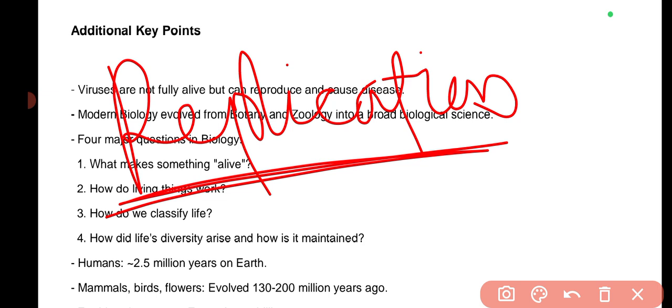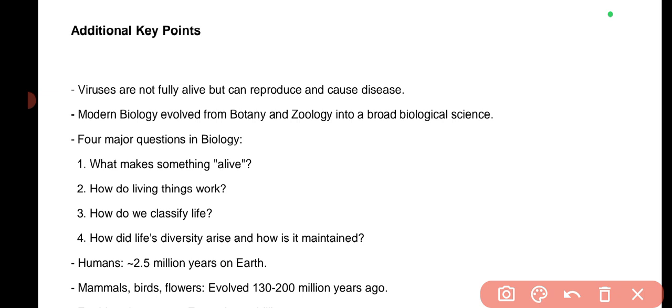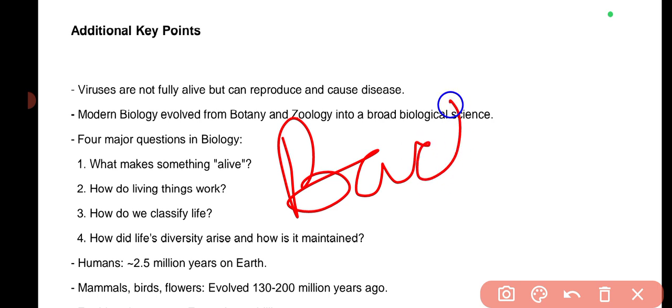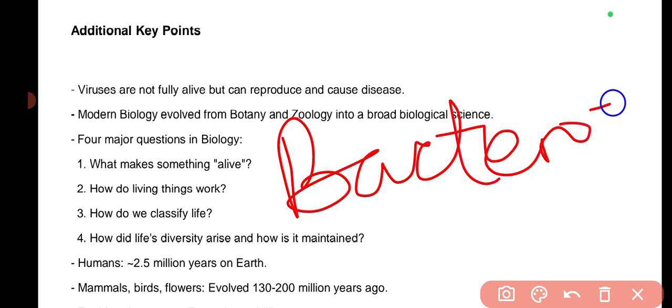It's primarily reproduction, but because it is a very primitive form, not so advanced, not complex, we just call it replication. Typical viruses that affect bacteria are called bacteriophages, or phages for short.